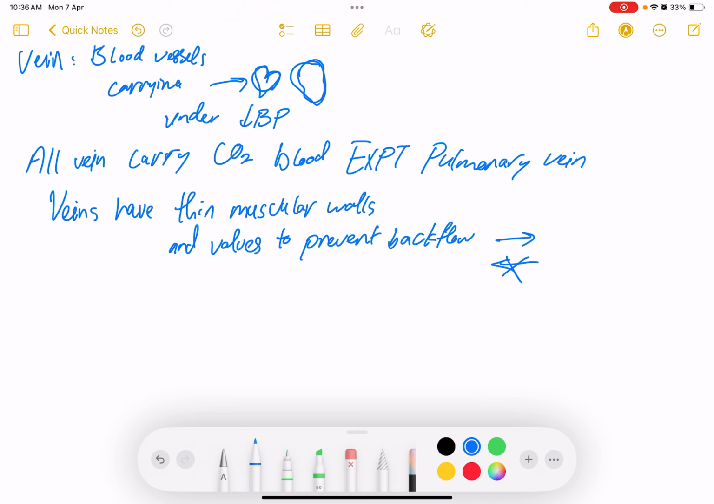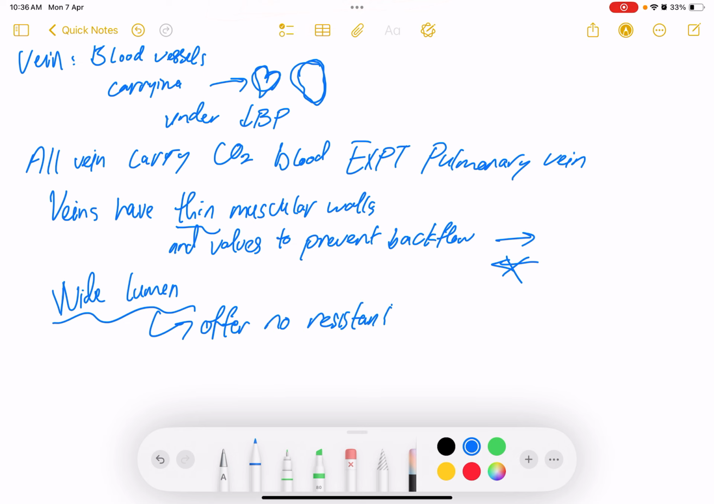The thin walls allow the blood to flow under low pressure, as well as the wide lumen, as the wide lumen offers no resistance to the blood flow under the low pressure.